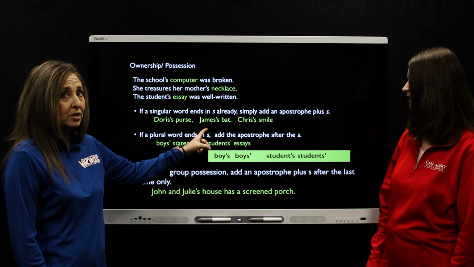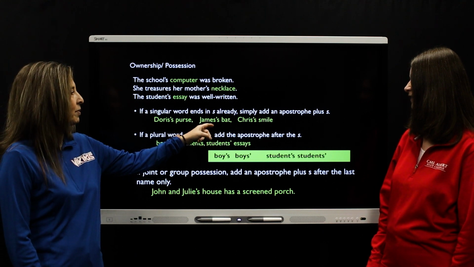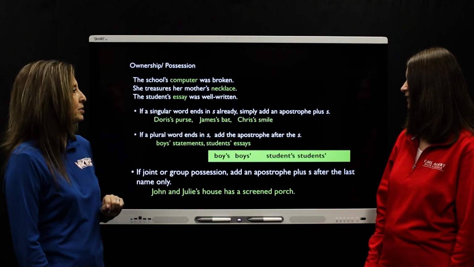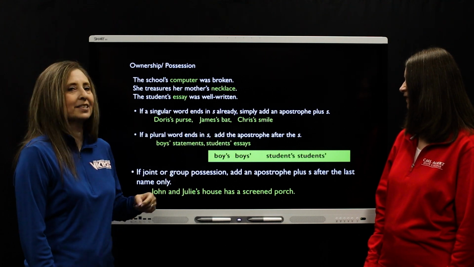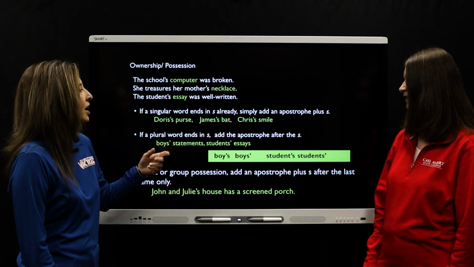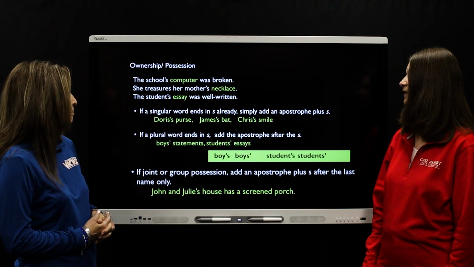We have one James who owns one bat. So since his name ends in S, we put the apostrophe S, and it shows that one James owns the bat. And the same with Chris's smile. Chris has a great smile. One Chris, apostrophe S, shows the smile belongs to Chris.